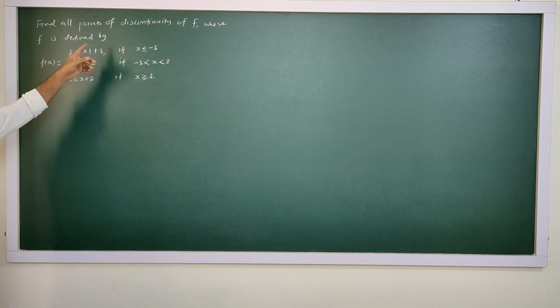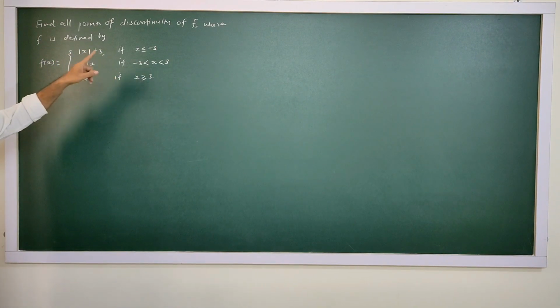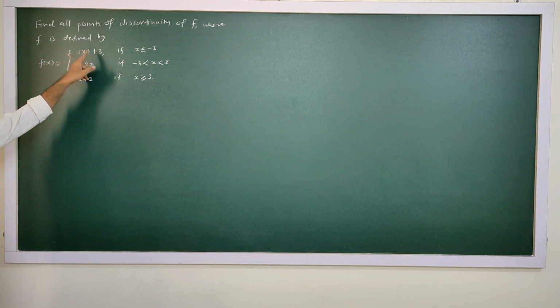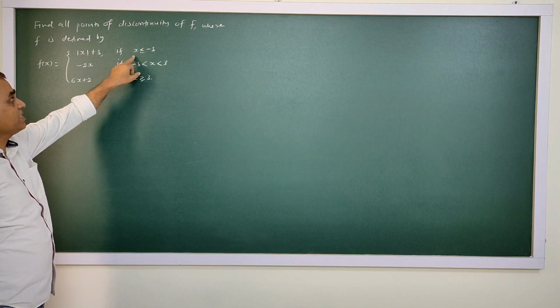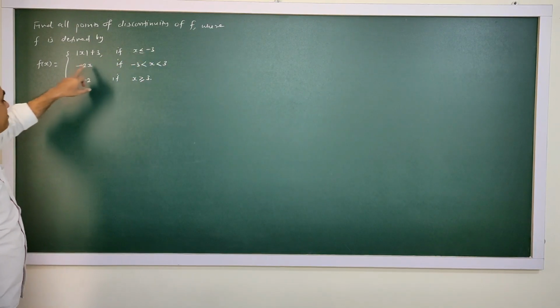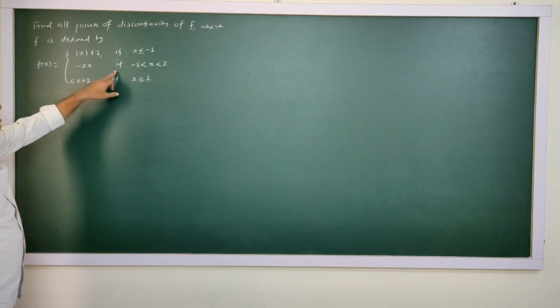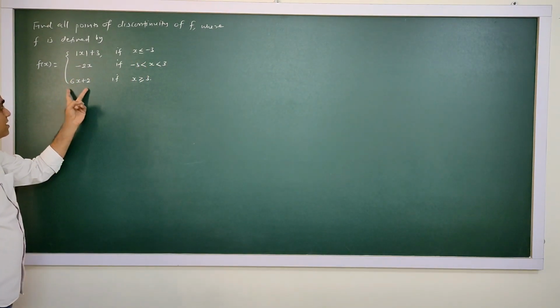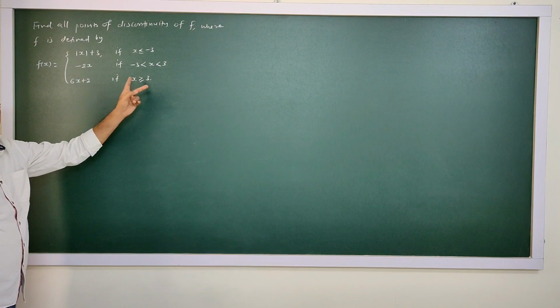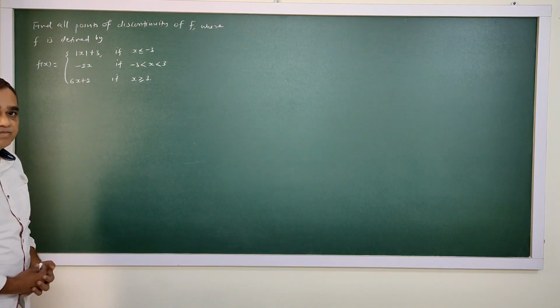Find all points of discontinuity of the function, where the function is defined by f(x) equal to modulus x plus 3 if x is less than or equal to minus 3, minus 2x if x lies between minus 3 and 3, 6x plus 2 if x is more than or equal to 3.